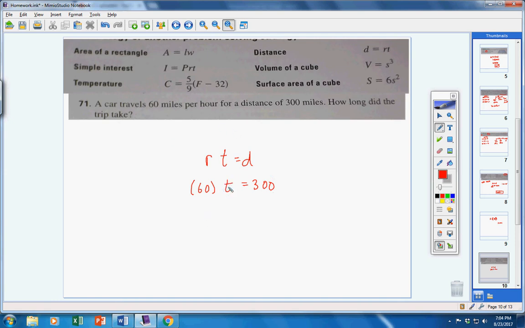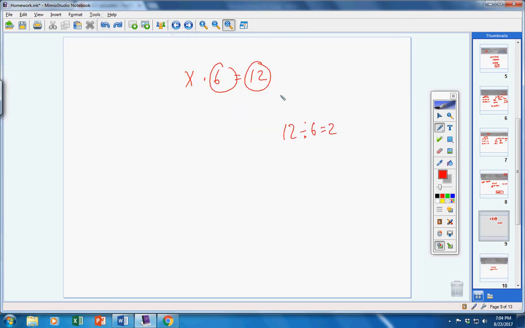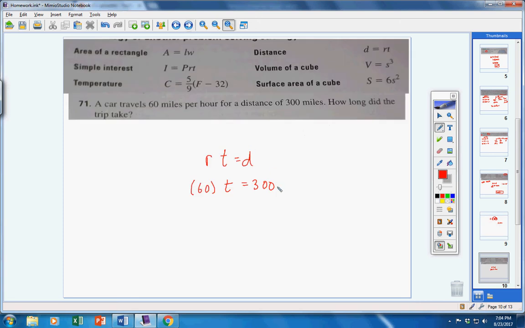Now, some of you can do this in your head. Some of you realize that 60 times 5 is 300, and that's fine. That's the right answer. But if you could not do that in your head, remember what I showed you a second ago. Take this number all by itself and divide it by this number over here. So if you take 300 and divide it by 60, you will get 5. So 60 times 5 is 300. So my time is 5.